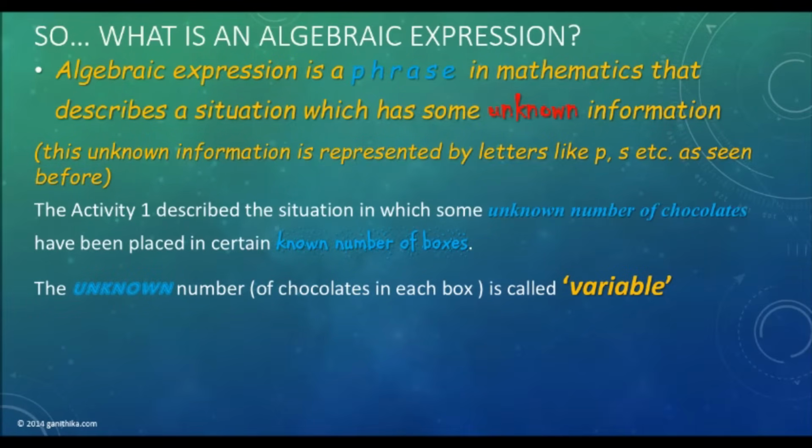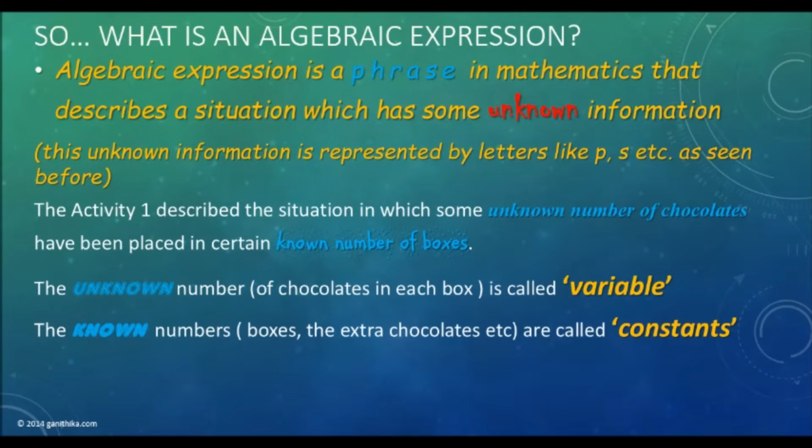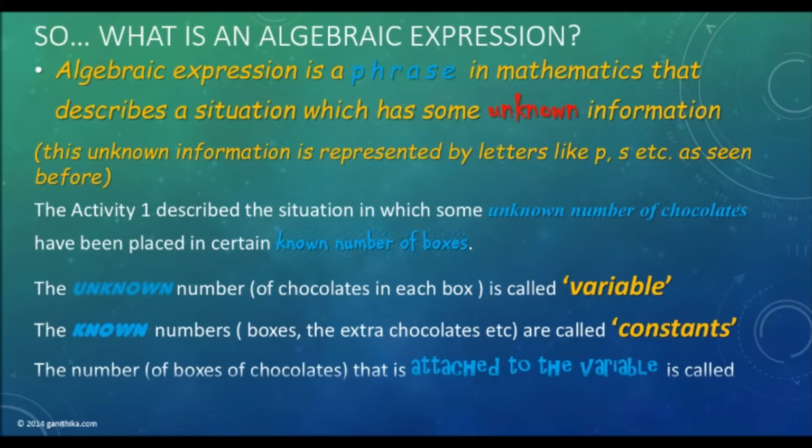What is unknown? The unknown number of chocolates, which here in this case is called a variable. And the known numbers are called constants. In this case, boxes and the extra chocolates, they are called constants. The number of boxes or the chocolates that is attached to the variable is called coefficient. So in the first case, we had 5p plus 3. The 5 is a coefficient. In the second case, we had 3s plus 5. The 3 is the coefficient. Therefore, the number attached to the variable, attached to the unknown letter, is called coefficient.